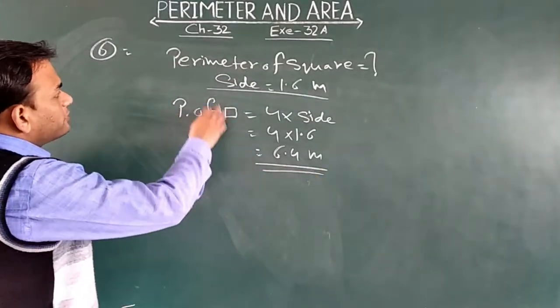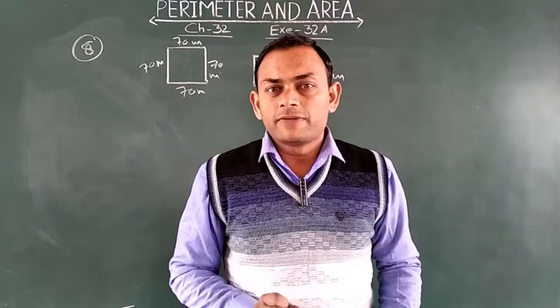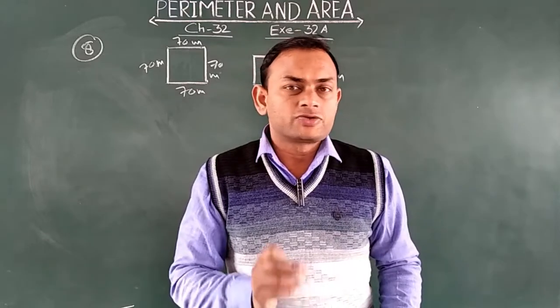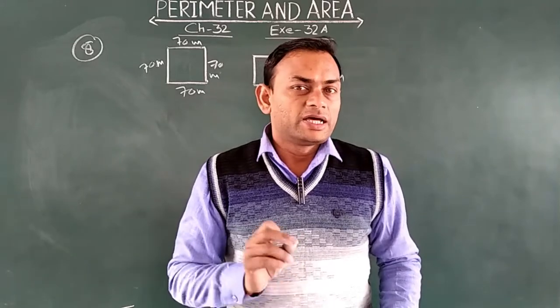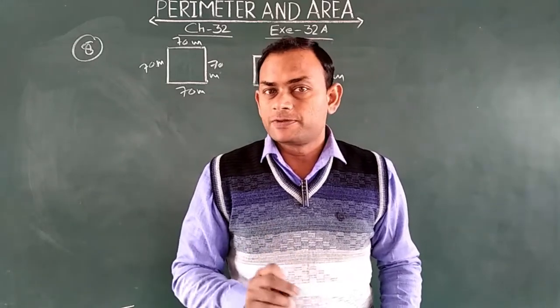So this is the perimeter of a square. Now I am just going to tell you question number 8. This question is saying that two fields are there. First one is square shaped and the second one is rectangular shaped.